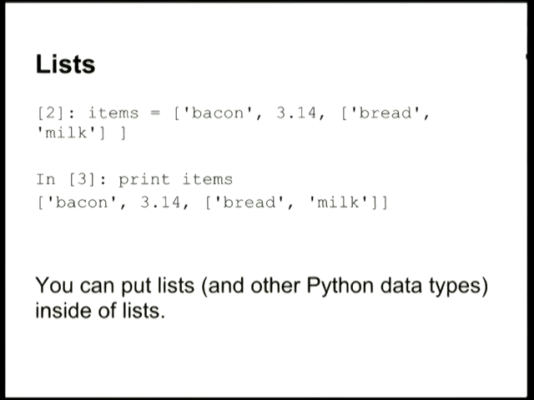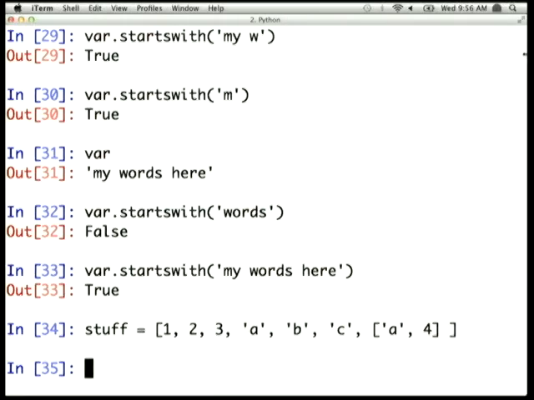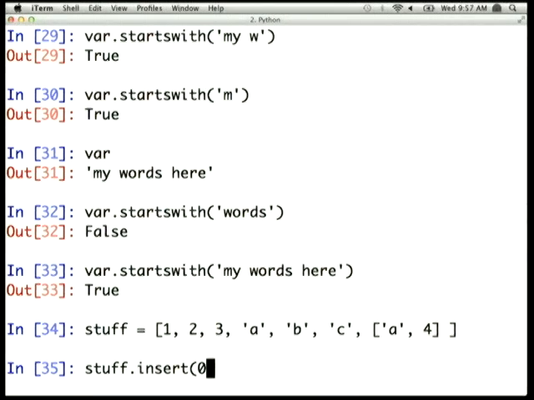So let's talk a little bit about list methods. These are 3 useful list methods that I wanted to highlight. So insert: you provide an index position and an item to be inserted into the list. Like with most things in computer science, it's 0 indexed. In my stuff list, 1 is at position 0. So if I say stuff dot insert, I want to insert at position 0, so I'm going to bump 1 to position 1.